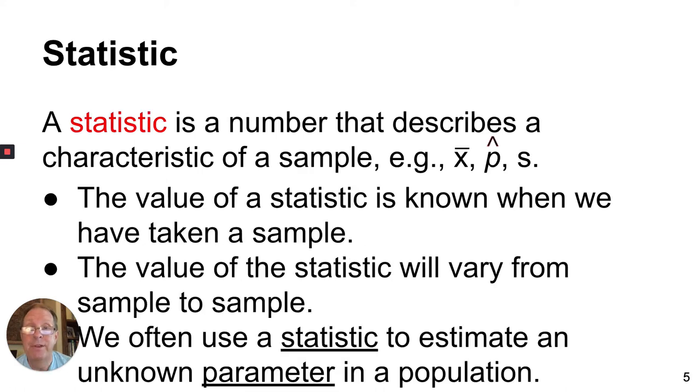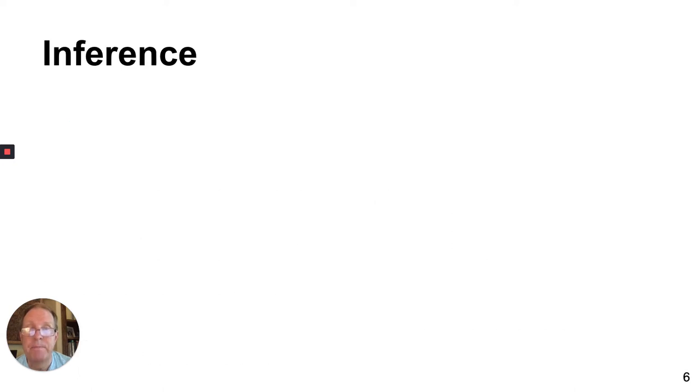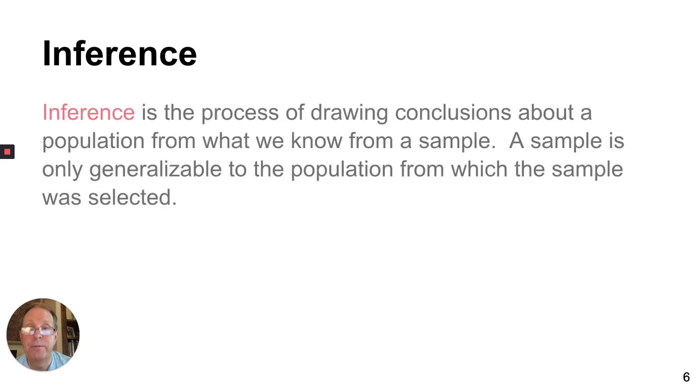A statistic is a number that describes a characteristic of a sample. We know the value of the statistic as soon as we take that sample. The value of the statistic will vary from sample to sample, and we often use a statistic to estimate an unknown parameter in the population. That's called inference. Inference is the process of drawing conclusions about a population from what we know of a sample.